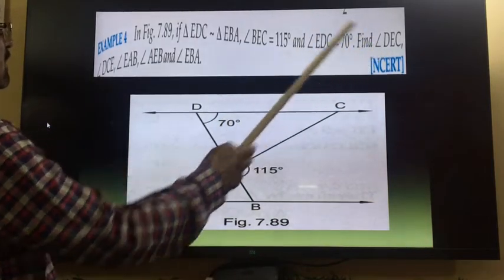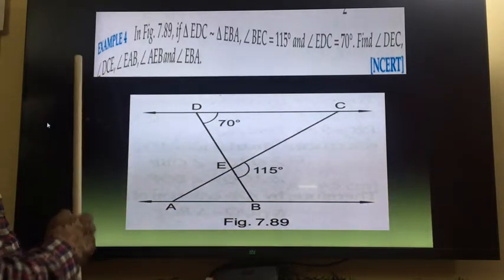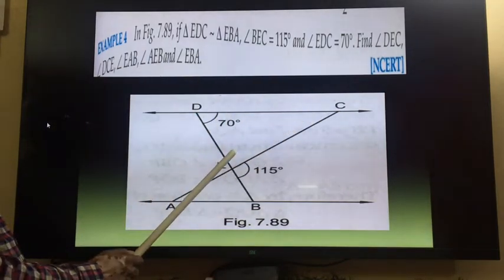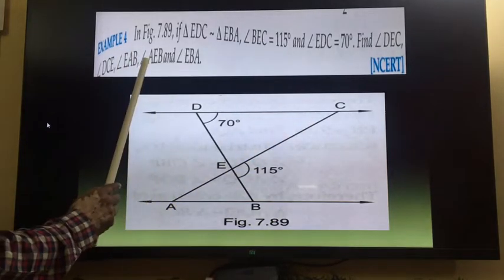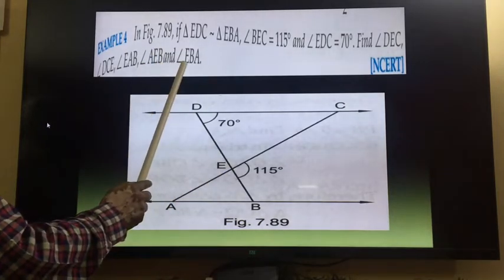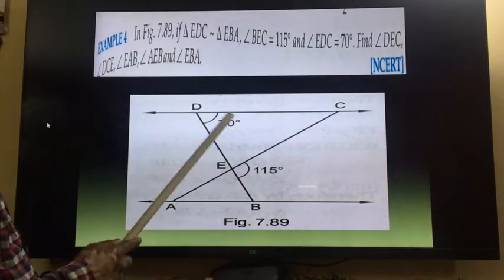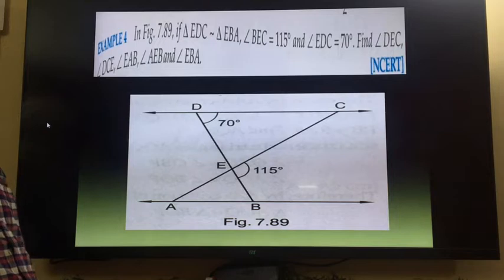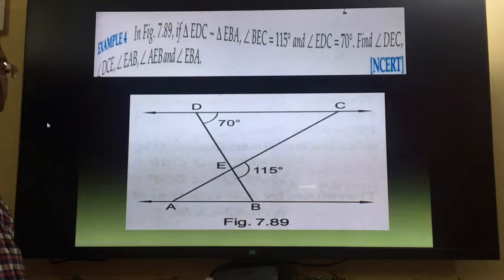We have to find out angle DEC, this angle we want to find out. Then we want to find out angle DCE. So first of all this angle, then this angle, then EAB, this angle we want to find out. After that we want to find out AEB, and then the last angle EBA. So to find this, once again I am telling you, it is given triangles are similar, and I told you, if triangles are similar, then sides are proportional, or if triangles are similar, then angles are equal.